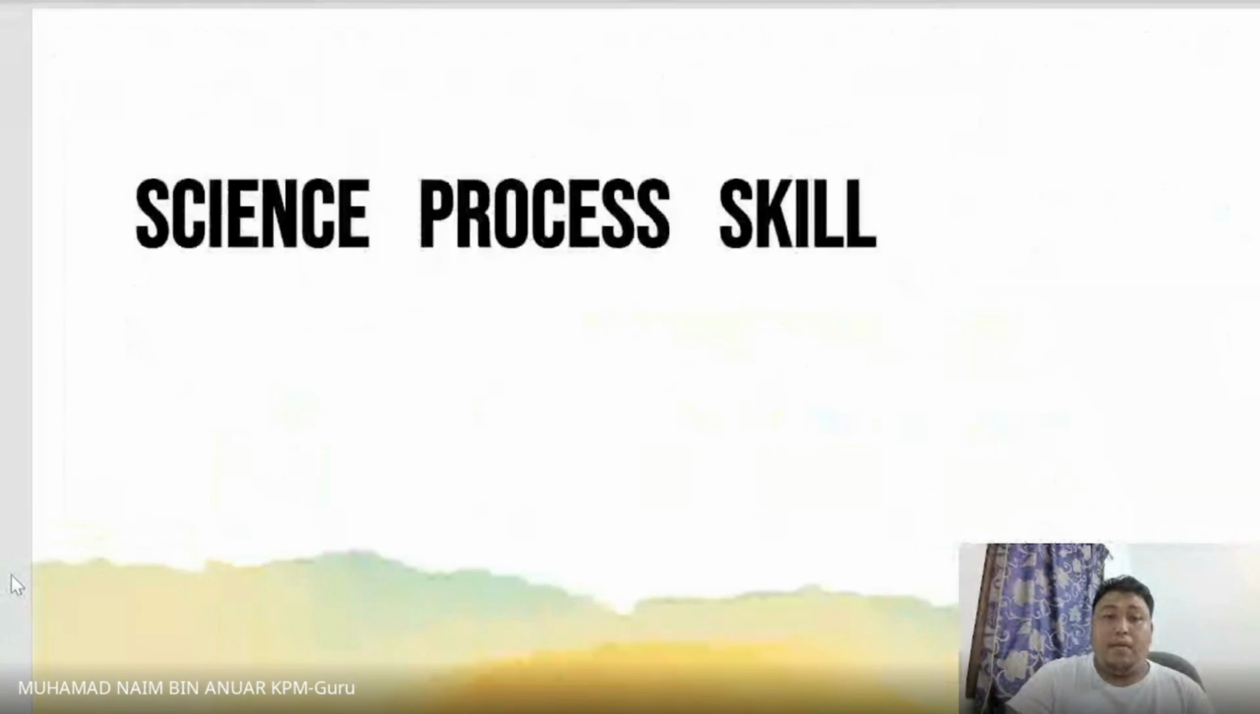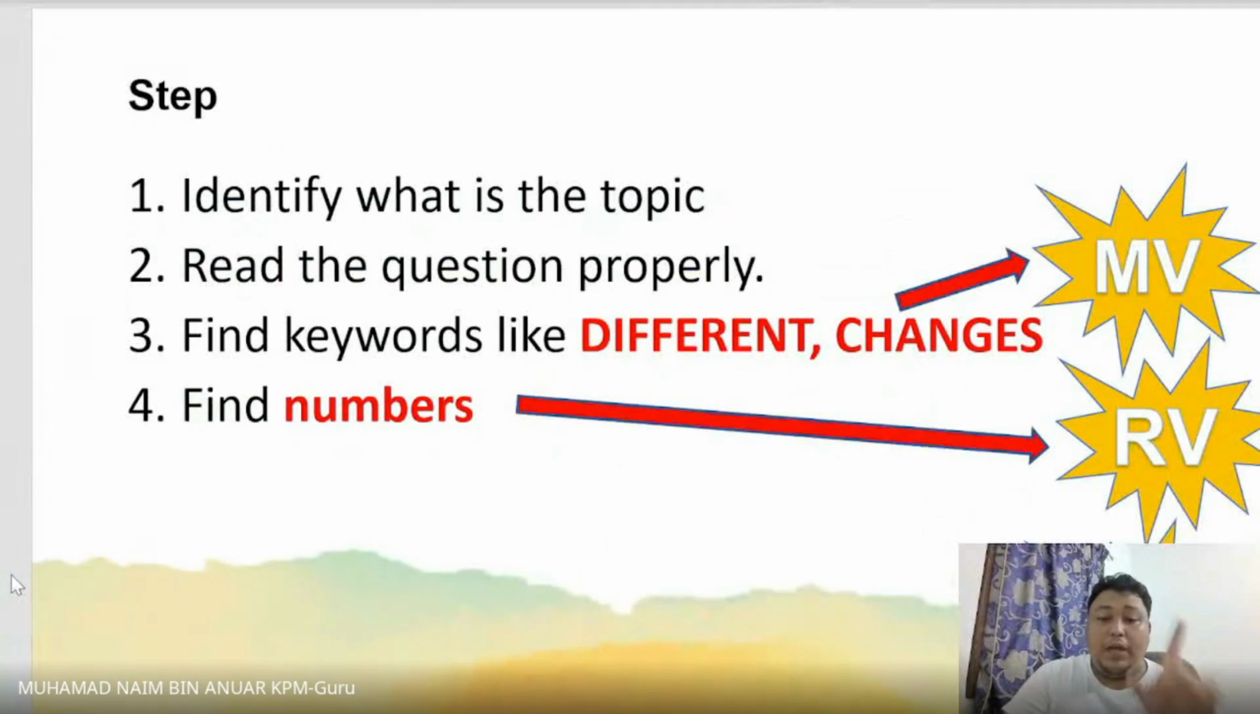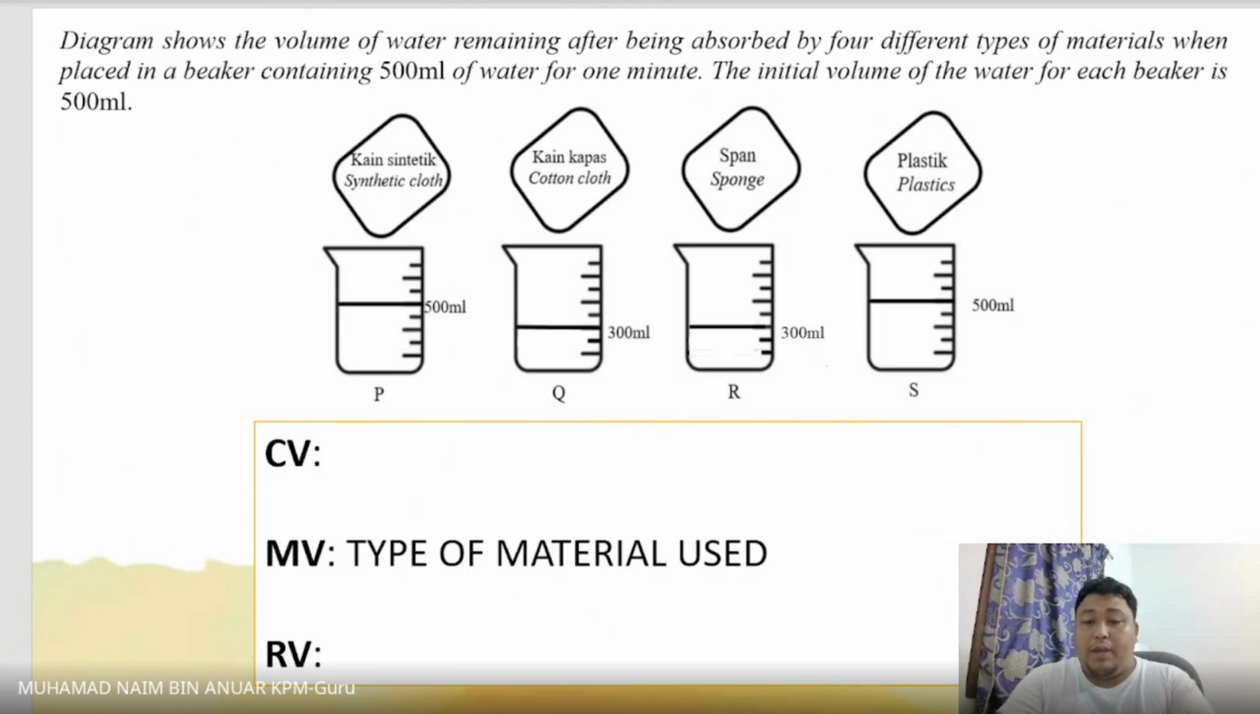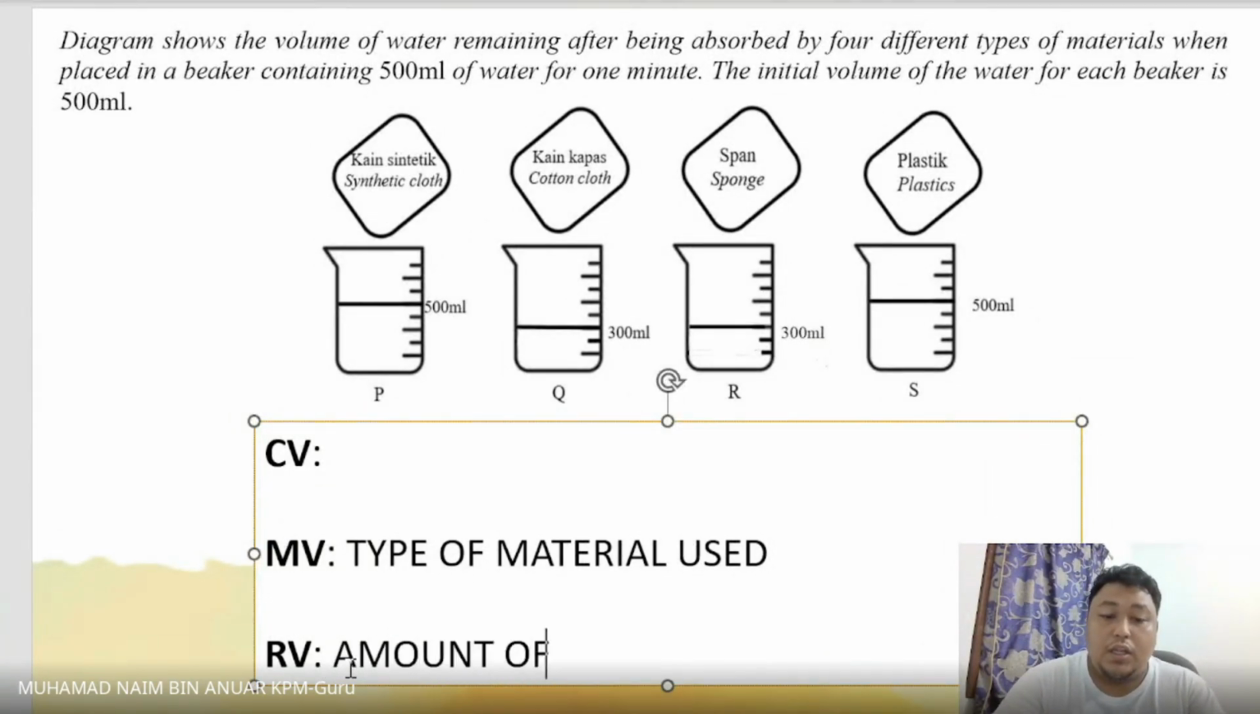Let's see the first step. The first step: identify the topic. Put in the comment what topic this is. Yes, good, Amar, material. So now you have step number 1. Number 2, you already have read the question. Number 3, you already have. So number 4, you just understand the type of question. This type of question is easy for you to do if you follow step by step. So the RV is amount of water absorbed.